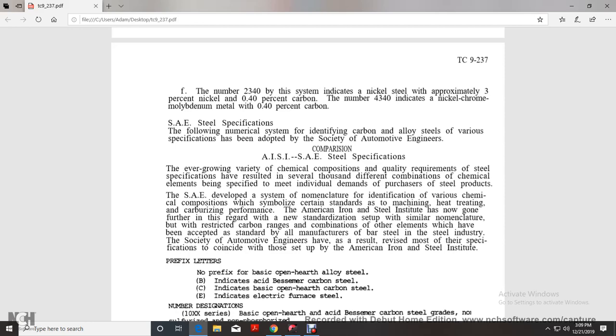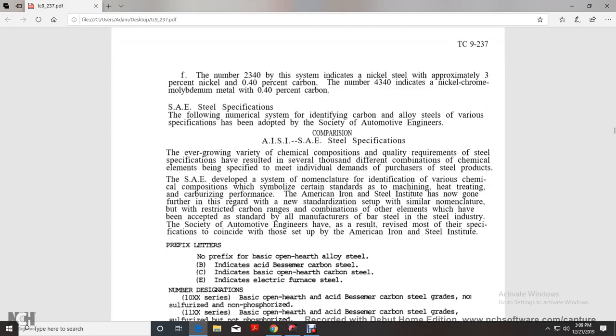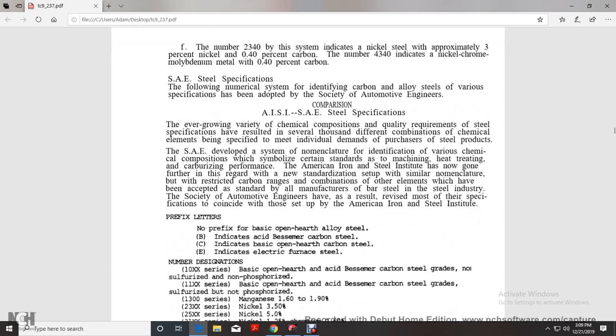Alright, SAE steel specifications follow a numerical system of identification for carbon and alloy steels. Various specifications were adopted by the Society of Automotive Engineers. Comparisons of AISI and SAE steel specifications: the ever-growing variety of chemical compositions and quality requirements resulted in several thousand different combinations of chemical elements being specified to meet individual demands of the purchaser of steel products. The Society of Automotive Engineers developed a system of nomenclature identifying various chemical compositions, symbolizing certain standards of machining, heat treating, and carburizing performance.